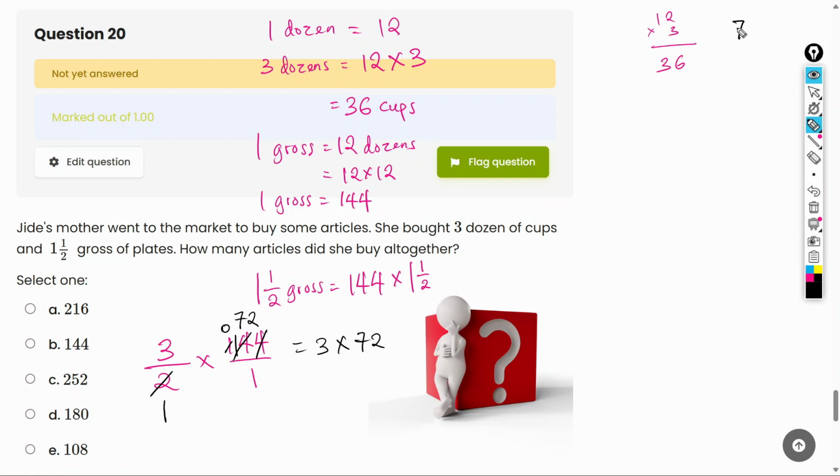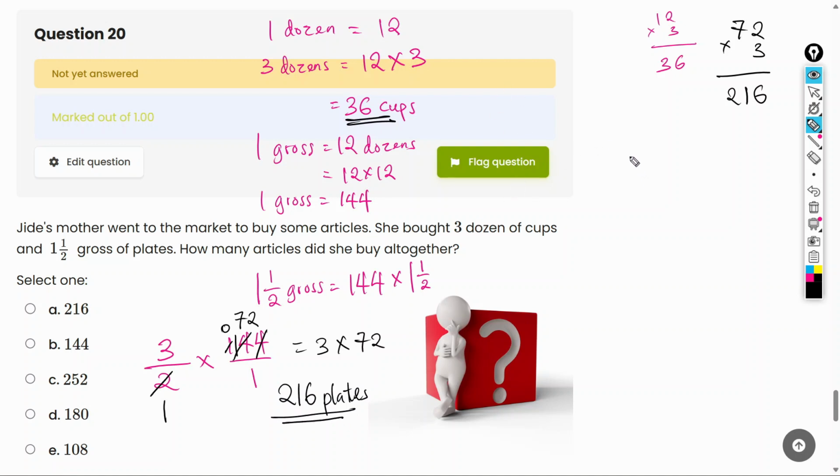We can do that here. 72 times 3. 3 times 2 is 6. 3 times 7 is 21. So 216. So she bought 216 plates. So the question says how many articles did she buy altogether? So that's 36 cups plus 216 plates.